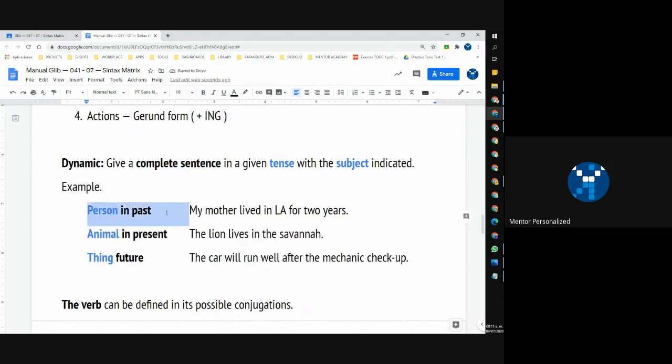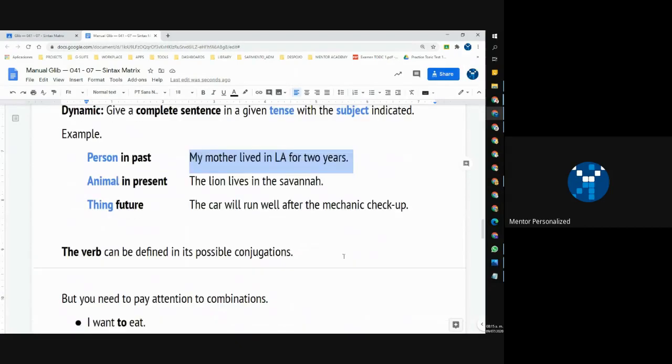For example, I say person in past. And you say, my mother lived in LA for 2 years. Repeat. My mother lived in LA, Los Angeles, California. For 2 years. Very good. Animal in present.